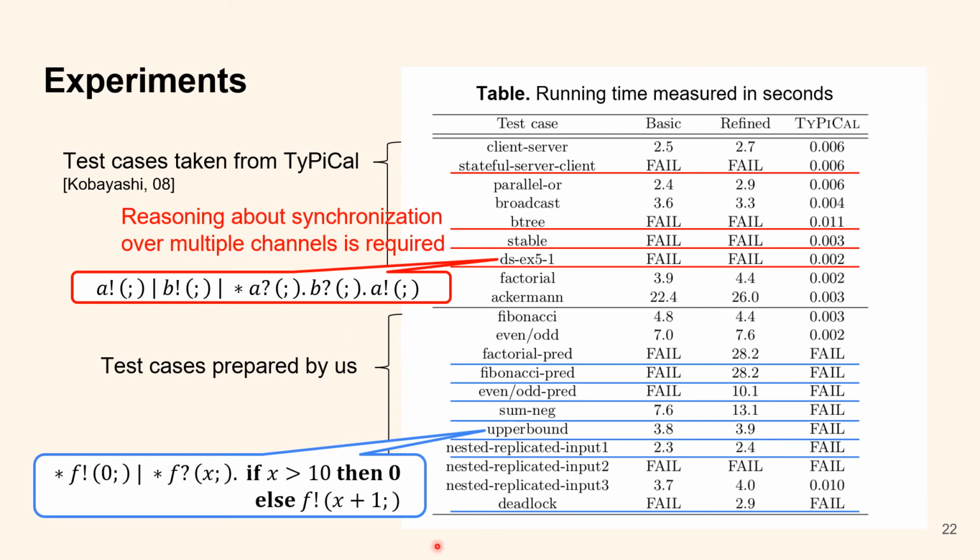For the second category, the refined method outperforms Typical. For example, our tool can verify the termination of this process, but Typical cannot do so because Typical supports only the standard order on natural numbers as a well-founded relation on termination arguments.